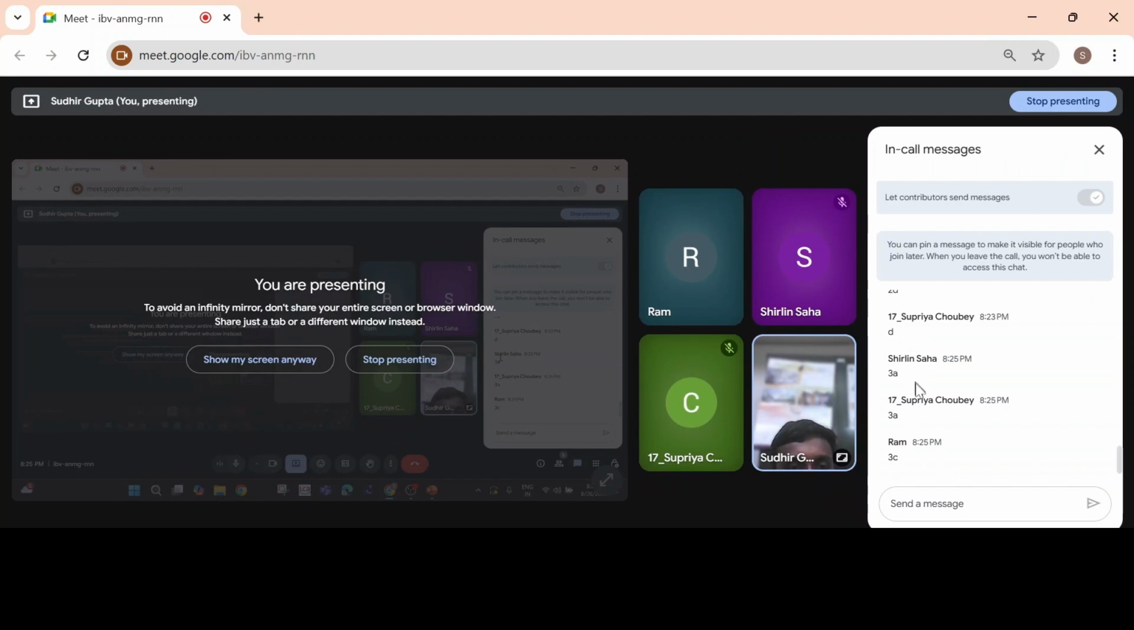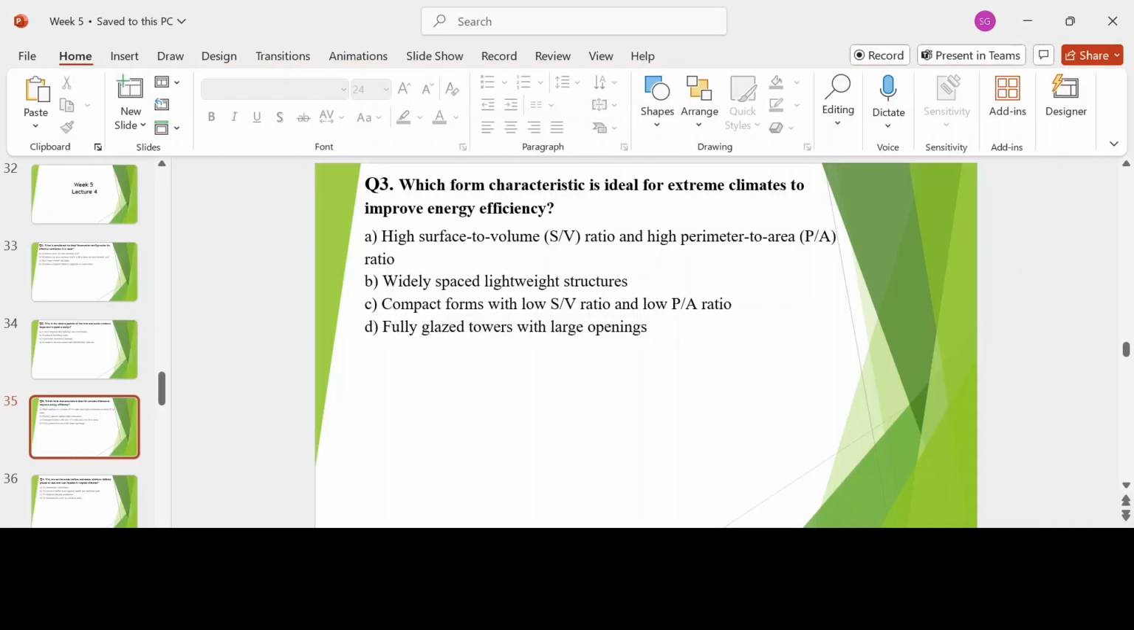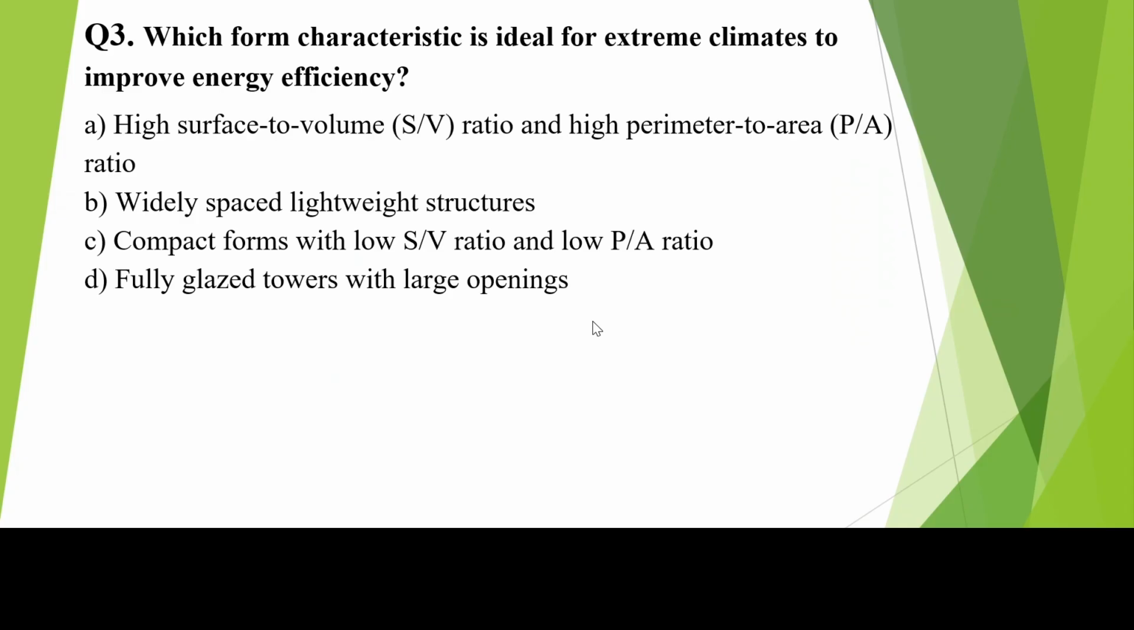So as I can see, I have received multiple answers for this question number 3. Some are saying A, some are saying C. So let me discuss it with all of you. So Ram is correct. Option C is the correct answer for this question. So when you are residing in an extreme climate condition, whether you are staying in a very hot climatic condition, you will prefer compact houses, small houses, because small houses have a smaller surface to volume ratio or perimeter to area ratio.